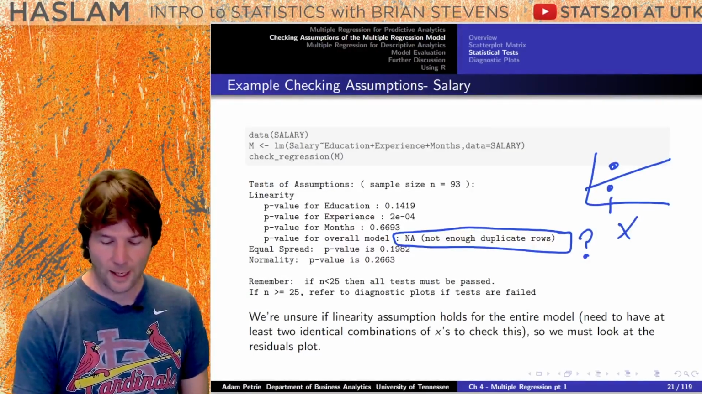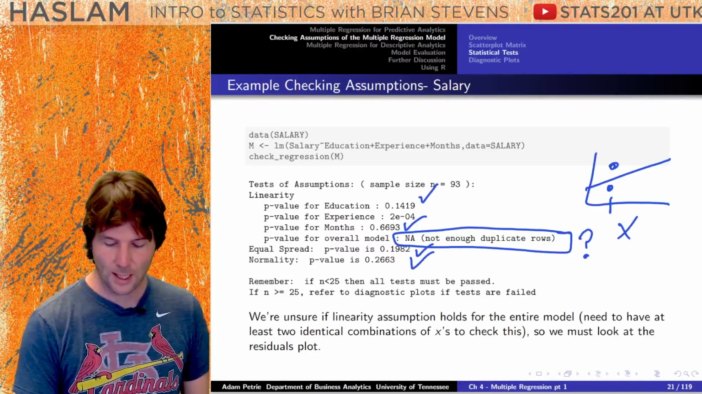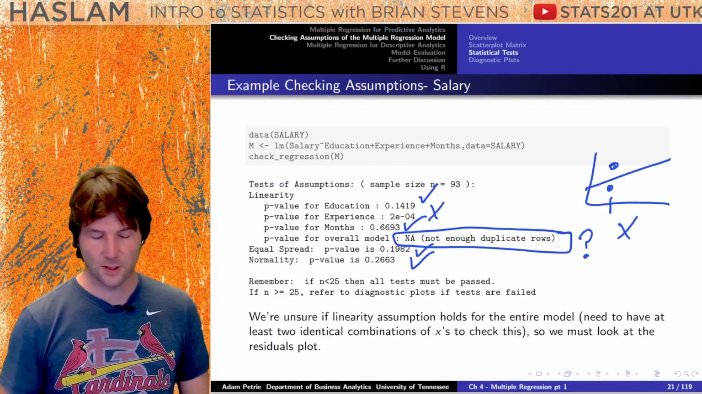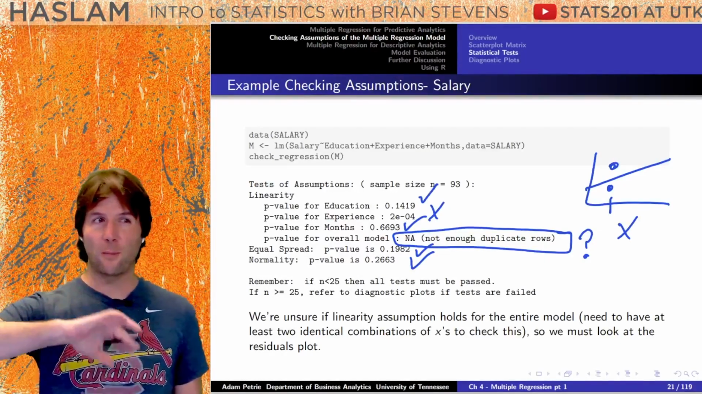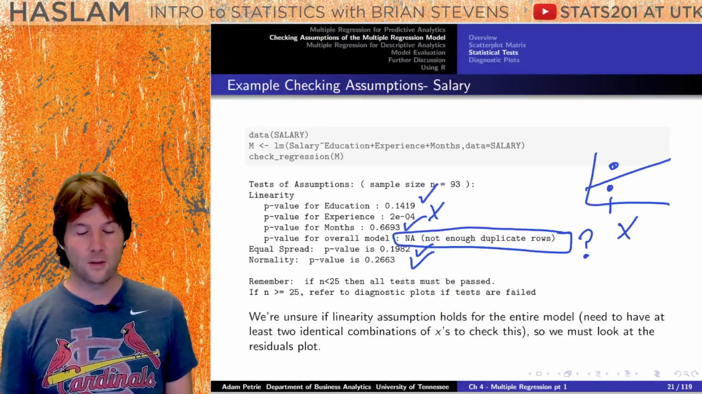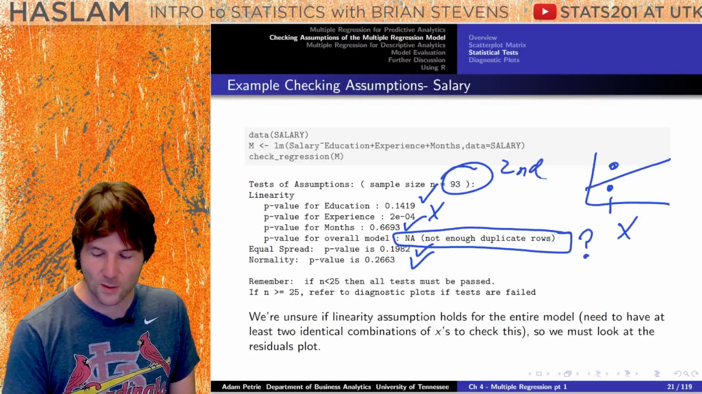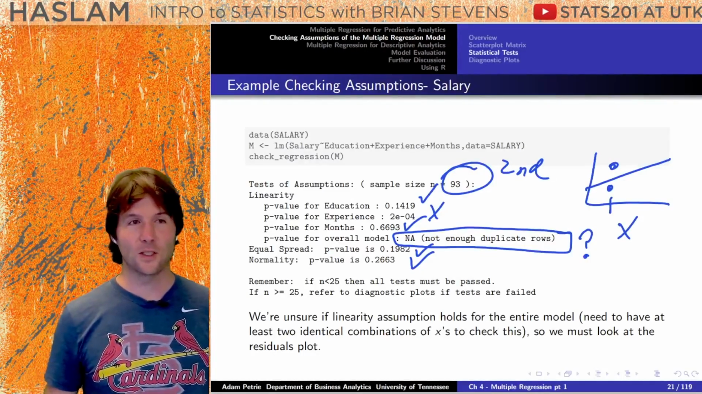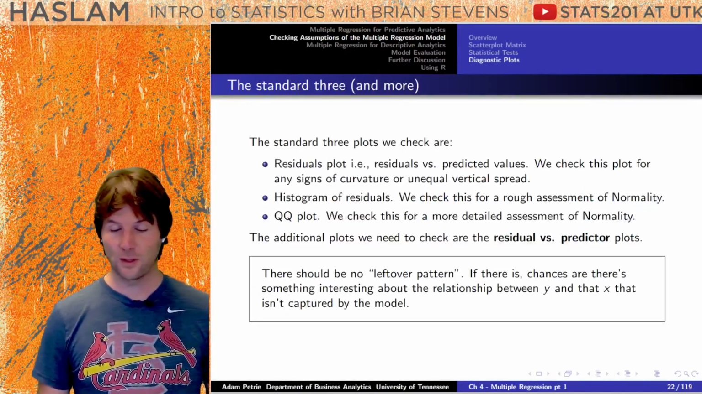Over here, we pass this one because it's above 0.05. We pass this one. We pass, and we fail experience. Remember those plots you saw earlier? Experience is where we saw a little bit of a bend through the data. So now, since our sample size is greater than 25, we get that second chance right here. And let's go take a look at what's going on to see if we passed for the overall model and passed for the linearity of experience.